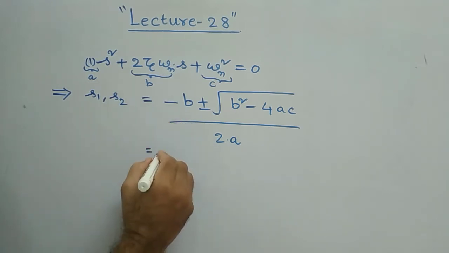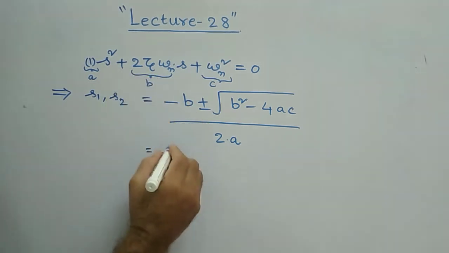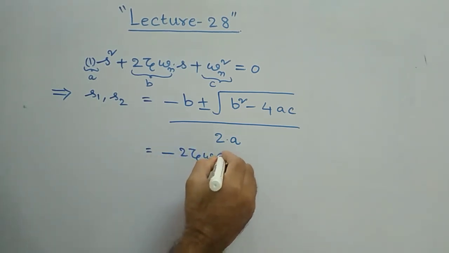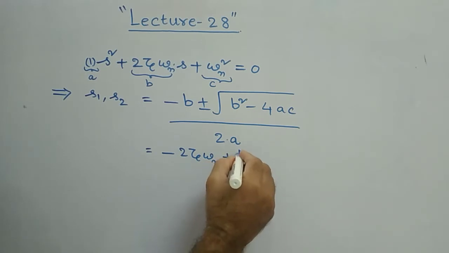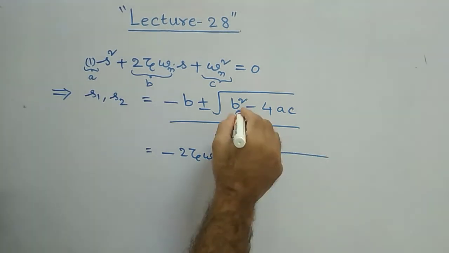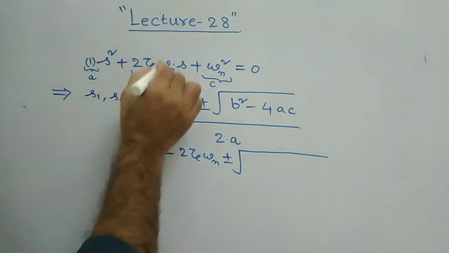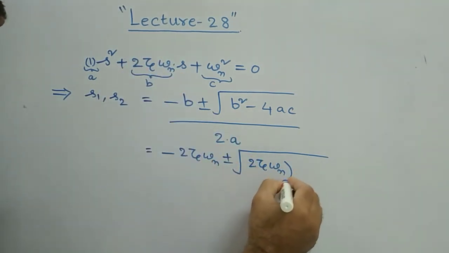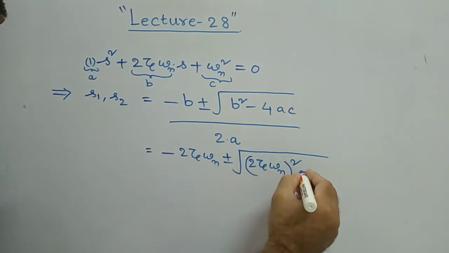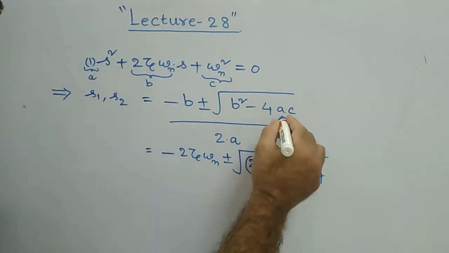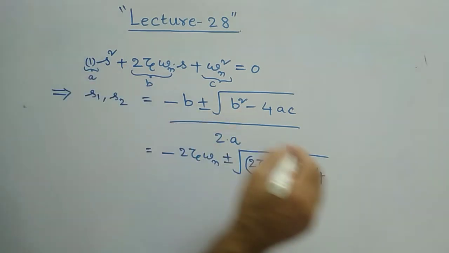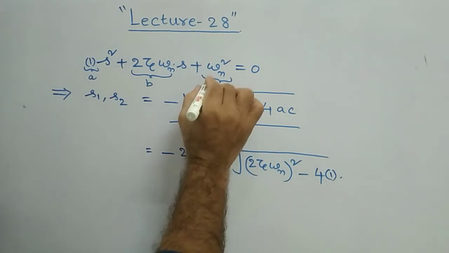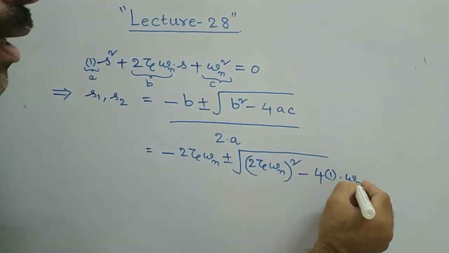Then what you will have, as per the formula, is minus b, and what is b? It is 2 times zeta omega n, plus or minus under square root of b square. What is b? 2 zeta omega n, the whole square, so you square it, minus 4 times a, which is nothing but 1, times c, what is c? Omega n square.